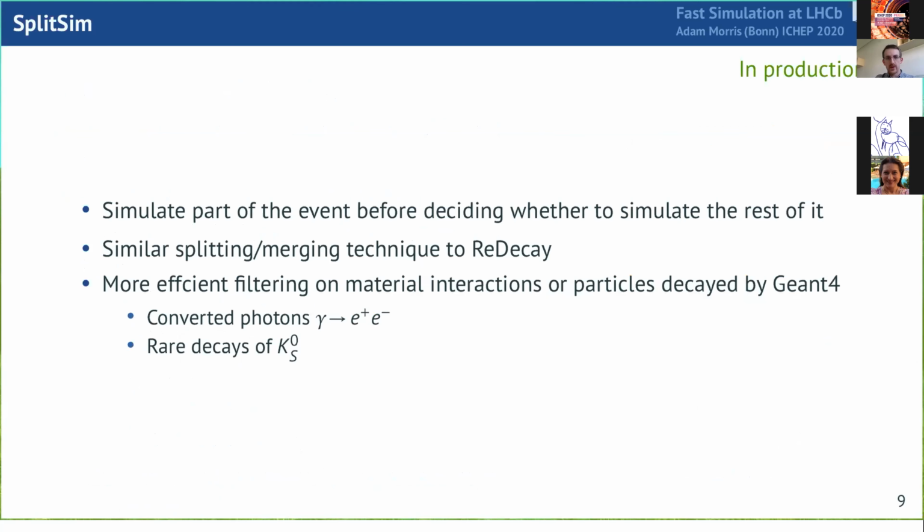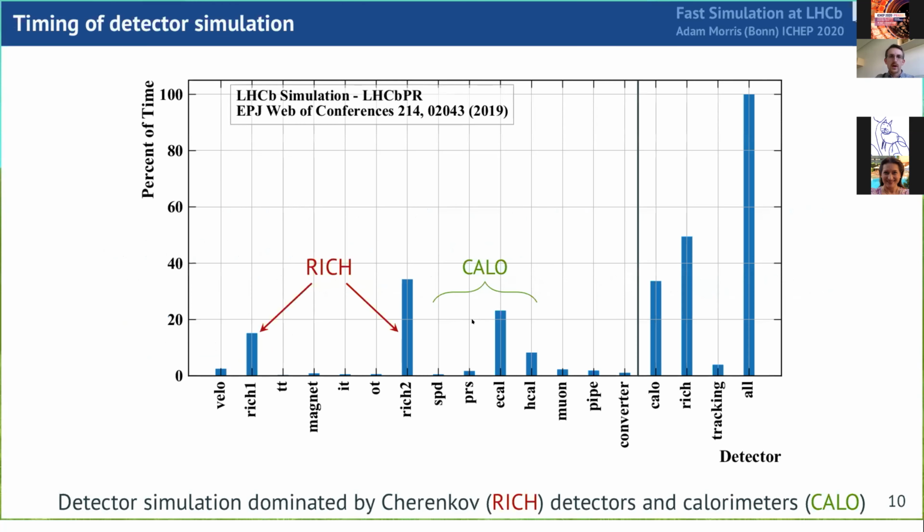Another technique on similar lines is something called SplitSim, which is where you simulate part of the event before deciding whether to simulate the rest of it, which relies on the same kind of splitting and merging techniques as ReDecay. This gives you more efficient filtering on material interactions or particles decayed by Geant4. An example of material interactions is, of course, converted photons, and K-short decays are actually done by Geant4.